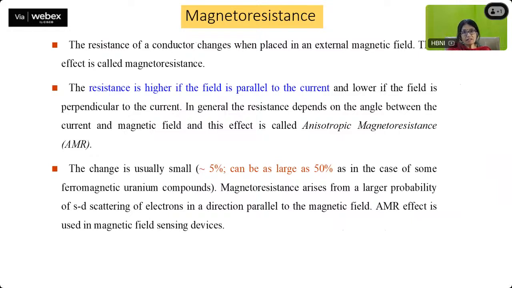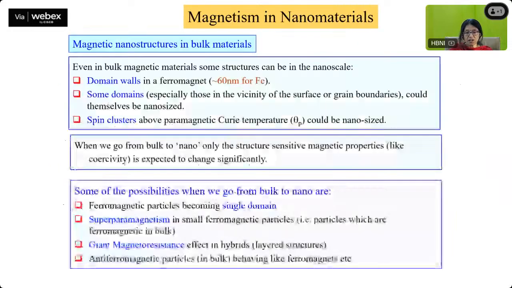The resistance is higher if the field is parallel to the current and lower if the field is perpendicular to the current. So in general, the resistance depends on the angle between the current and the magnetic field, and this effect is known as anisotropic magnetoresistance, or AMR. The change is usually very small, around 5%, but it can be as large as 50% in some ferromagnetic uranium compounds. Magnetoresistance arises from a larger probability of s-d scattering of electrons in a direction parallel to the magnetic field, and the AMR effect is used in magnetic field sensing devices.